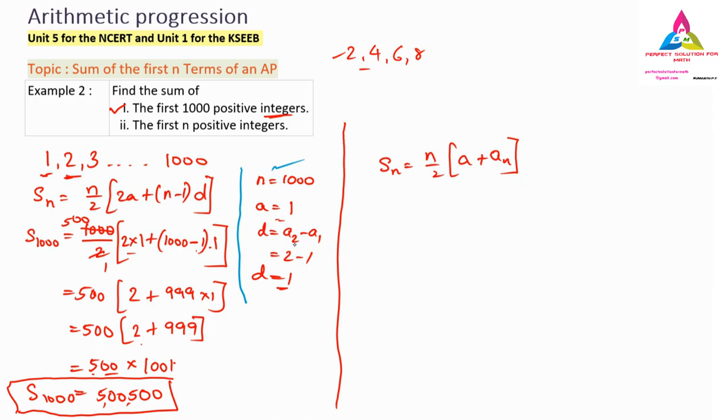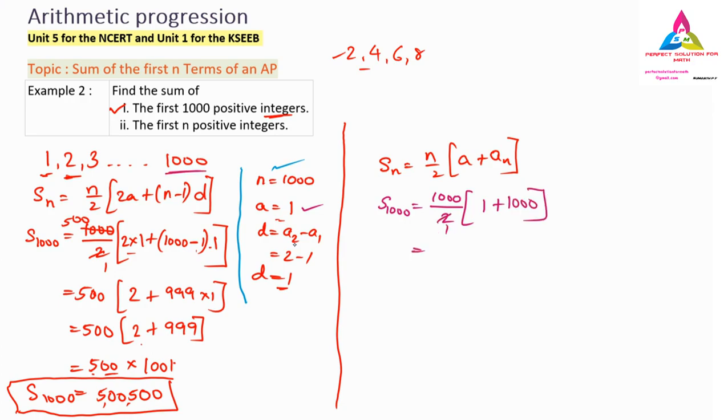If you get a different answer, it means one of the formulas has some fault. But we have to see now. We only have to find S1000. The n value is 1000, divided by 2, into a plus an. The a value is the first term, that is 1. It will not change. So 1 plus the last term, because here we are applying the formula a plus an. Here an is the last term, which is nothing but 1000.